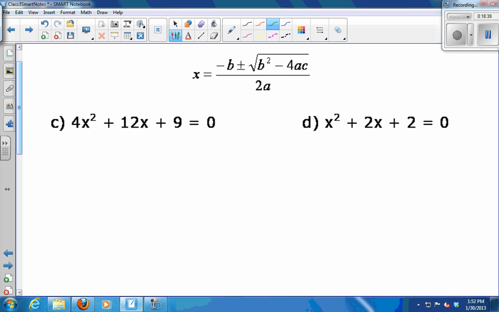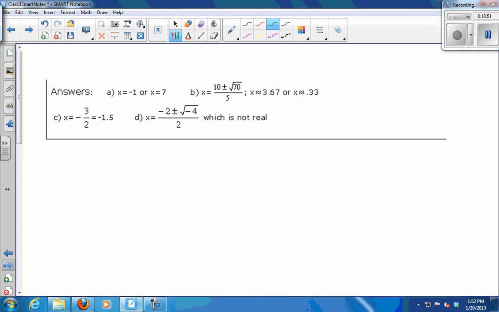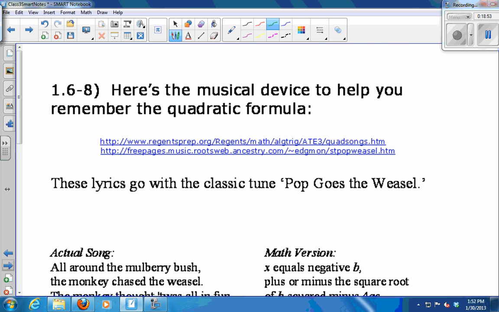Raise your hand if you have not finished these two. All right, handful of people. So take 5 minutes and work through what you still have left, and then we will do the last little bit after that.